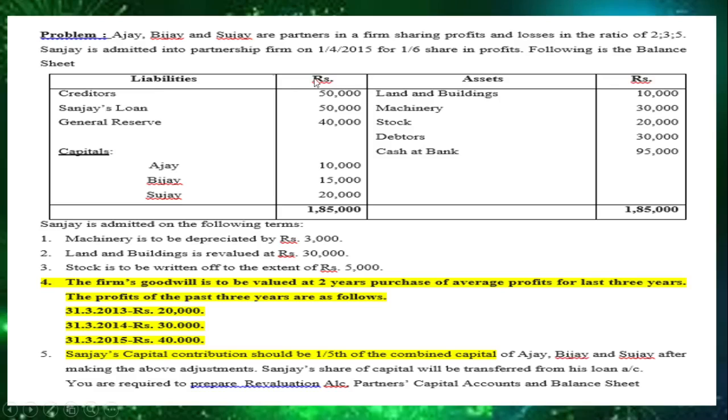Here's the problem. Ajay, Bijay and Sujay are partners sharing profit and losses in 2:3:5, their old ratio. They wanted to admit Sanjay into partnership firm for 1/6 share in profits. They are given a balance sheet. On the liability side you can find Sanjay's loan. So we can understand here Sanjay's loan was there in the partnership firm before his admission into partnership as a partner.